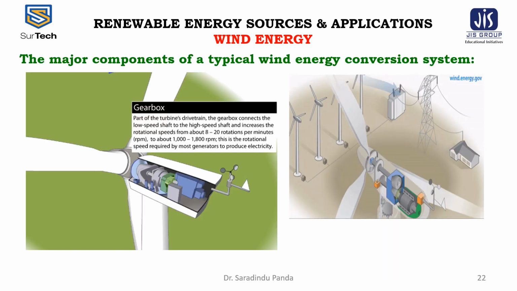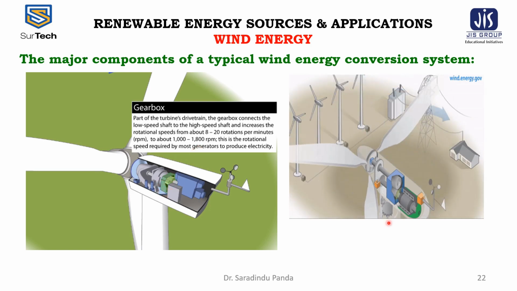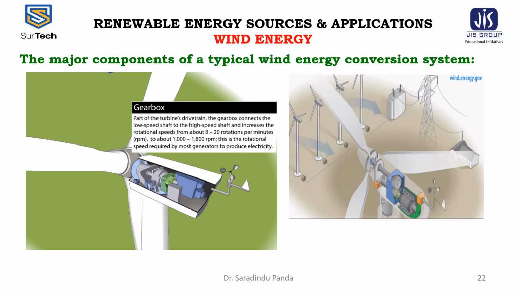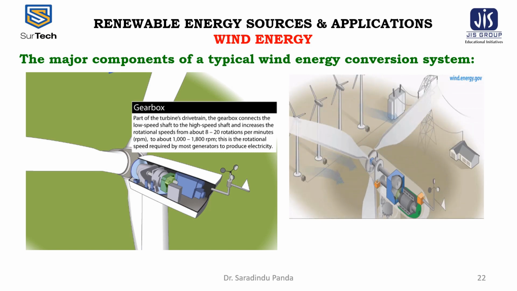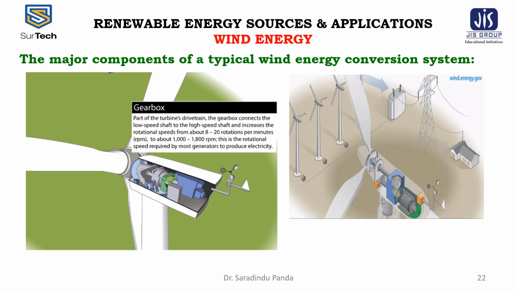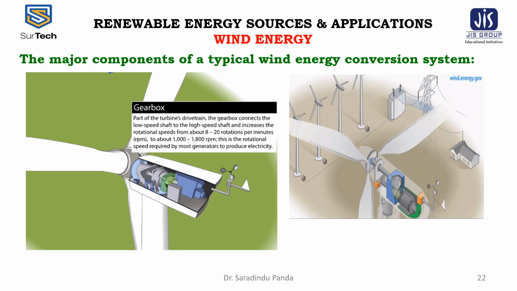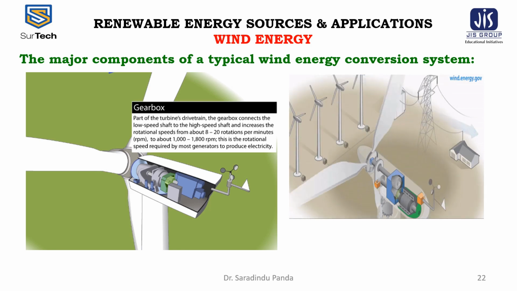Next is the gearbox. This is the gearbox shown in the figure. Part of the turbine's drivetrain, the gearbox connects the low-speed shaft to the high-speed shaft and increases the rotational speed from about 8 to 20 rotations per minute to about 1000 to 1800 rpm. This is the rotational speed required by most generators to produce electricity.